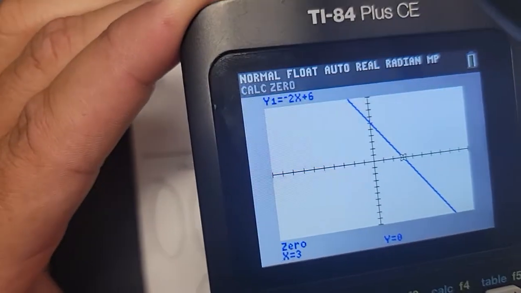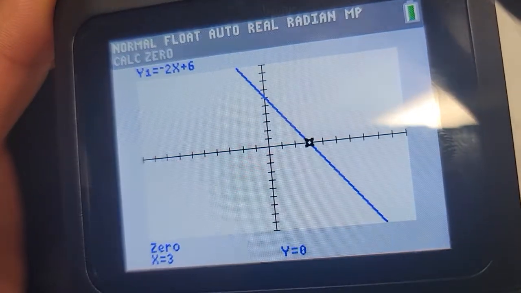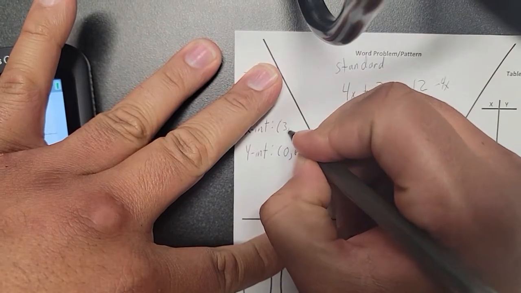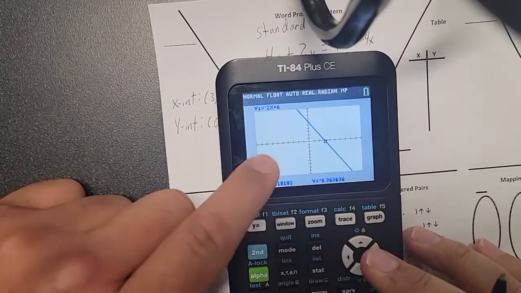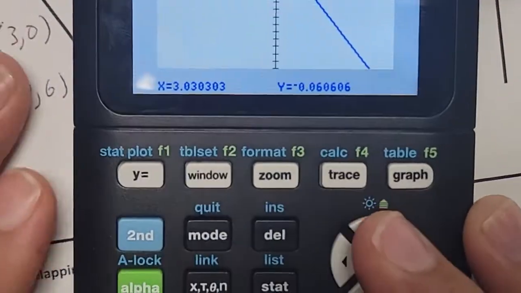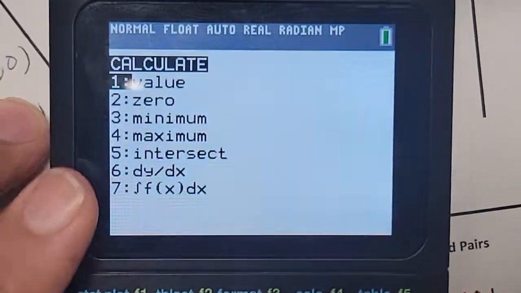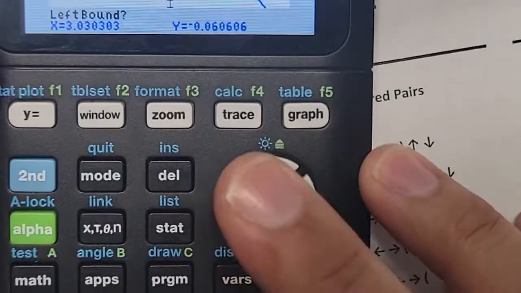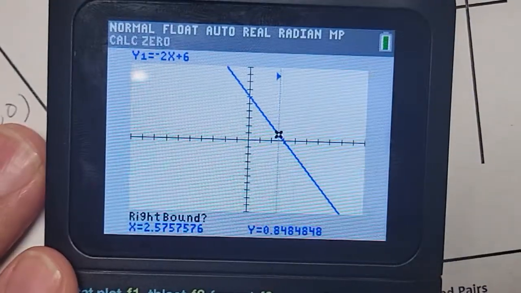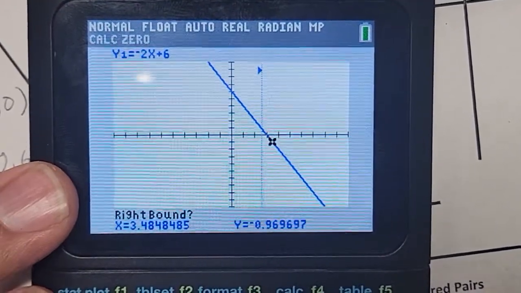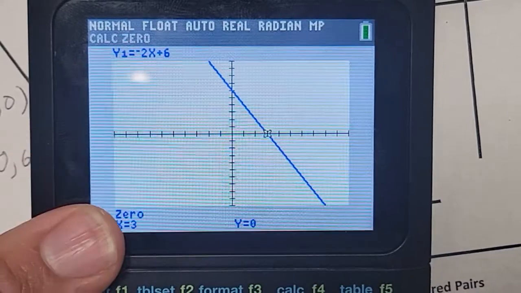So the 0 is the x-intercept. So it's going to be right here, 3, 0. I'm going to reverse it, 3, 0. So let me do that one more time. You're going to move your marker as close as you can to the point so you can see. You're going to push second trace, select the number 0, 3 times, going to the left. 1, 2, 3, enter. And then 6 times, going to the right. 4, 5, 6, enter, and then enter. That's how you get your 0.